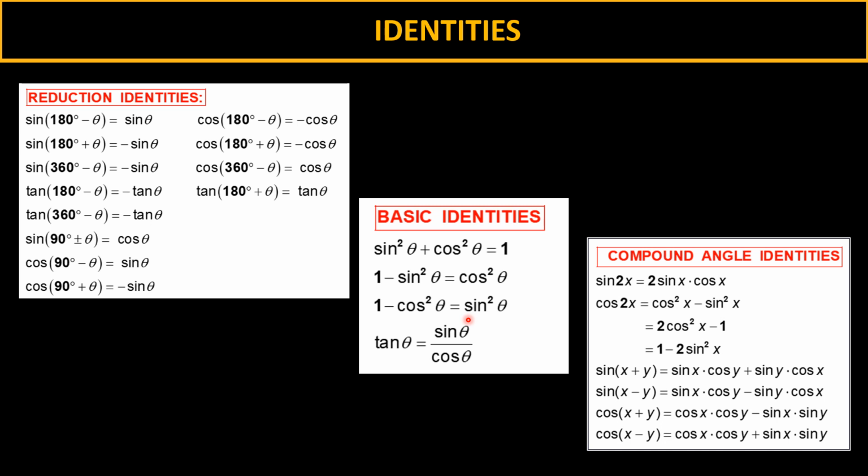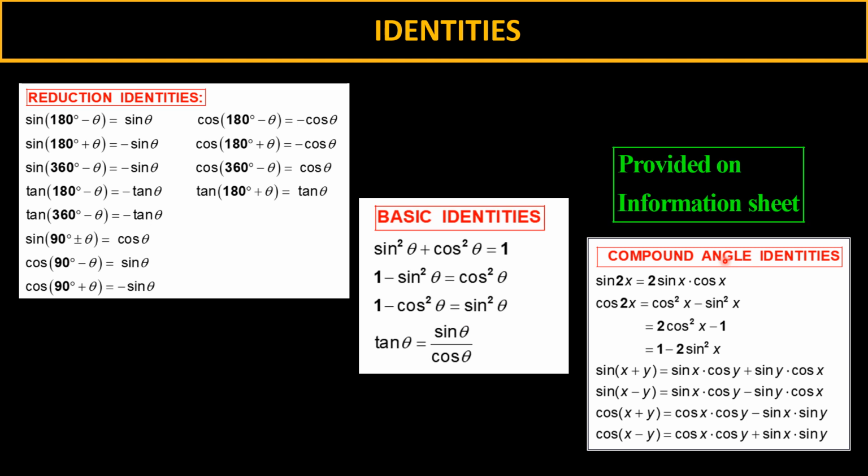Then we have, specifically in grade 12, some compound angle identities. Now, these identities you don't have to memorize. They are on the formula sheet, but you need to know exactly where they are located here. As you can see there's an expansion for sine 2x, and for cosine 2x, we have three options. We'll explain to you when you choose this one, or the second one, or the third one.